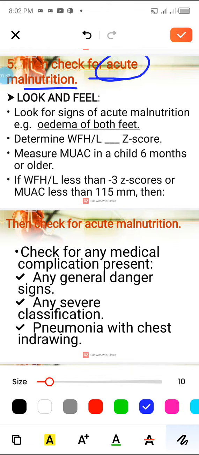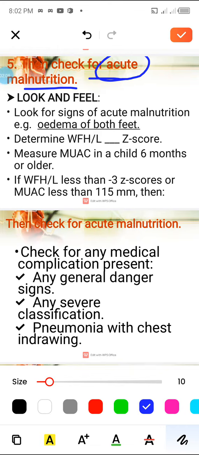In counseling, just a reminder, we look at what the mother or the caretaker should be doing for the child so that the child can improve. Then follow-up, which is the last one. This is just a review. So we have 5 headings under the principles, which are assessment, classification, treatment, counseling, and follow-up. That's what we have. So these you need to look out for in the introduction.